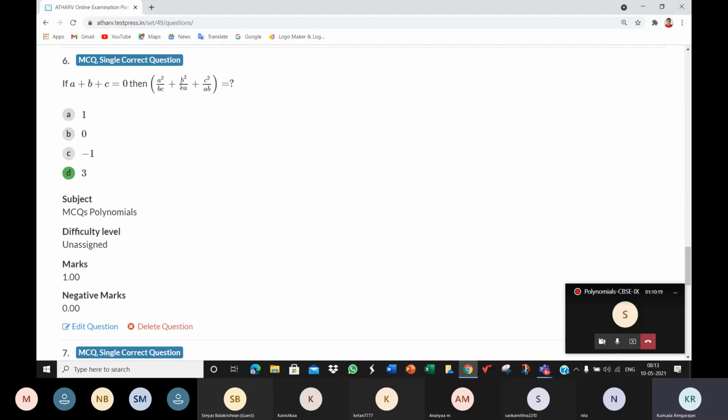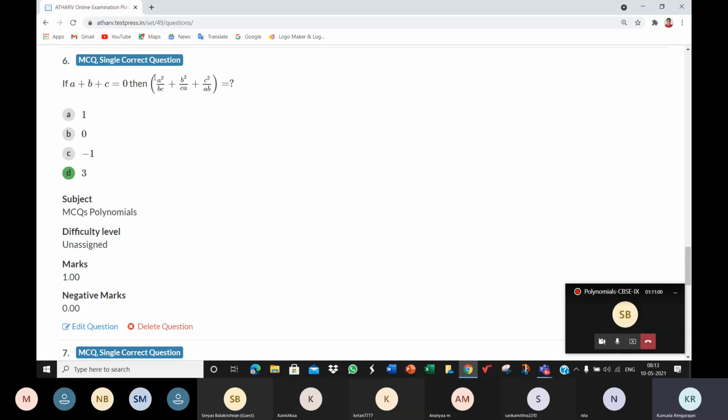Now in the numerator we have a cubed plus b cubed plus c cubed. What do we know about the value of a cubed plus b cubed plus c cubed when a plus b plus c is 0? Because a cube plus b cube plus c cube is equal to 3abc, where a plus b plus c is equal to 0. So the numerator can be replaced with 3abc.